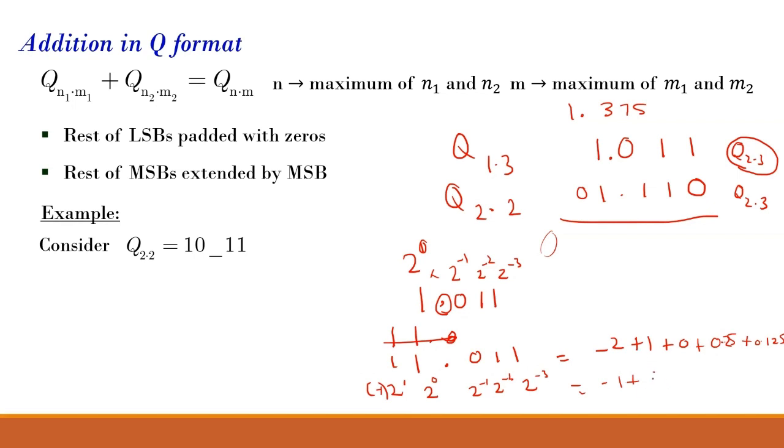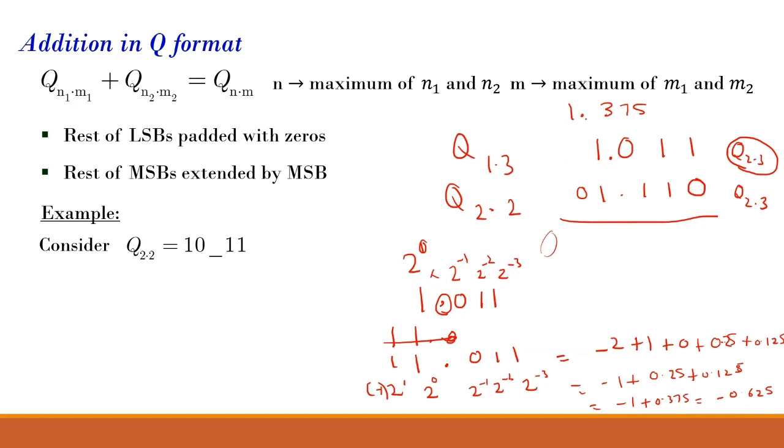Minus 1 plus 0.25 plus 0.125. Okay, so this will give me the value of minus 1 plus 0.375. That will be equal to minus 0.625. Okay, I'm really sorry. Over here also there'll be a -1.